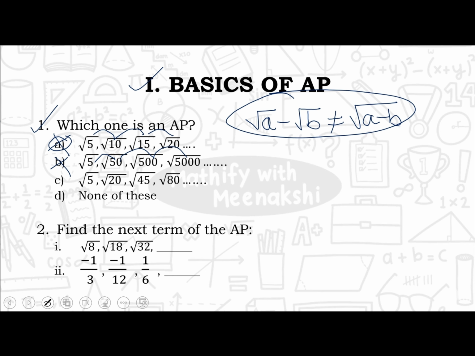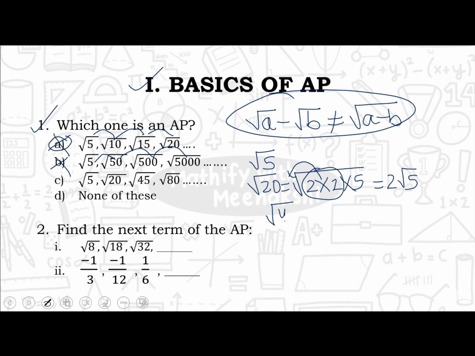Now just see the third option. In the third option, the first term is root 5. Let's break root 20. If you take the prime factorization of root 20, it gives you 2 into 2 into 5, as you know 4 into 5 is 20. Now, if it's in a pair, it can come outside, so you can write 2 root 5. Similarly, root 45 is 3 into 3 into 5, 9 into 5, we know. Now, 3 can come outside, so you can write 3 root 5.